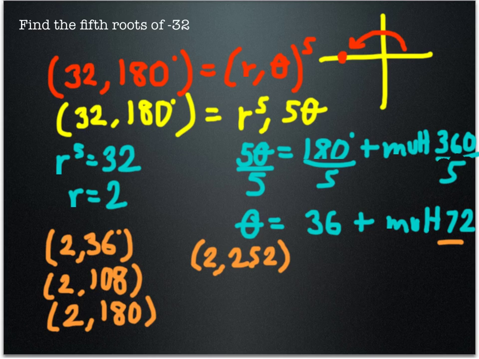Number 4 root is 2, and it's going to be 252. And lastly, 2, comma, and then 72 plus 252 is, what, 324? Is that right? I think so. So there are my 5 roots of negative 32. Now again, I could write these back in a plus bi form if I just expanded that out a bit, and we'll practice on that in class certainly.